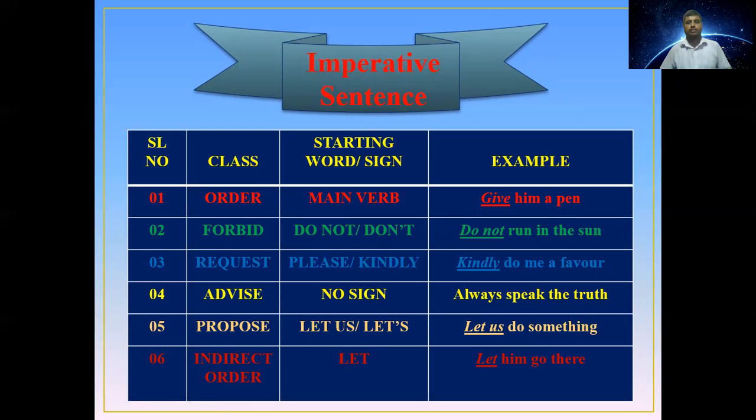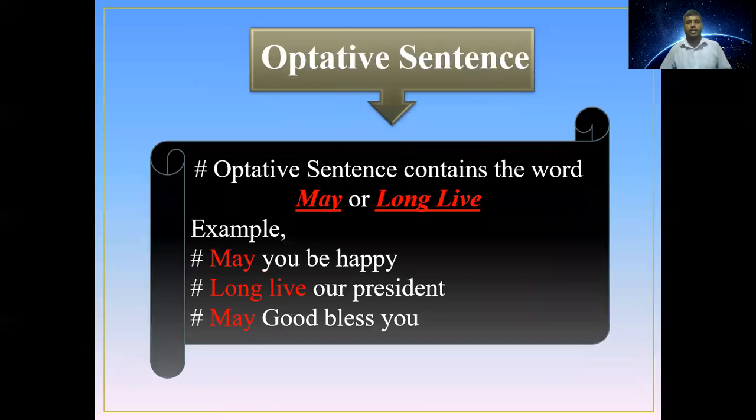So my dear student, in the next slide, optative sentence. An optative sentence contains the word may or long live. I say again, an optative sentence contains the word may or long live. Examples: May you be happy. Long live our president. May God bless you. I say again, may you be happy, long live our president, and may God bless you.